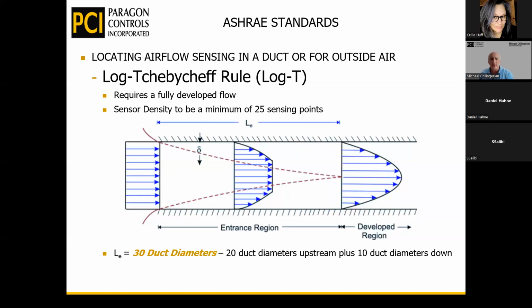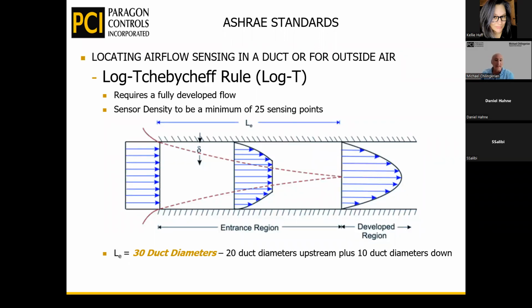There's another method of airflow measurement. It's very similar to equal areas. It's called log Tchebycheff. This is really the ASHRAE standard. And the problem with log Tchebycheff versus equal areas is that we need a fully developed flow within the duct. So we usually need about 30 duct diameters to do this correctly. And the sensor density is a little bit different. It's not a linear way. It measures the middle more than the outsides.